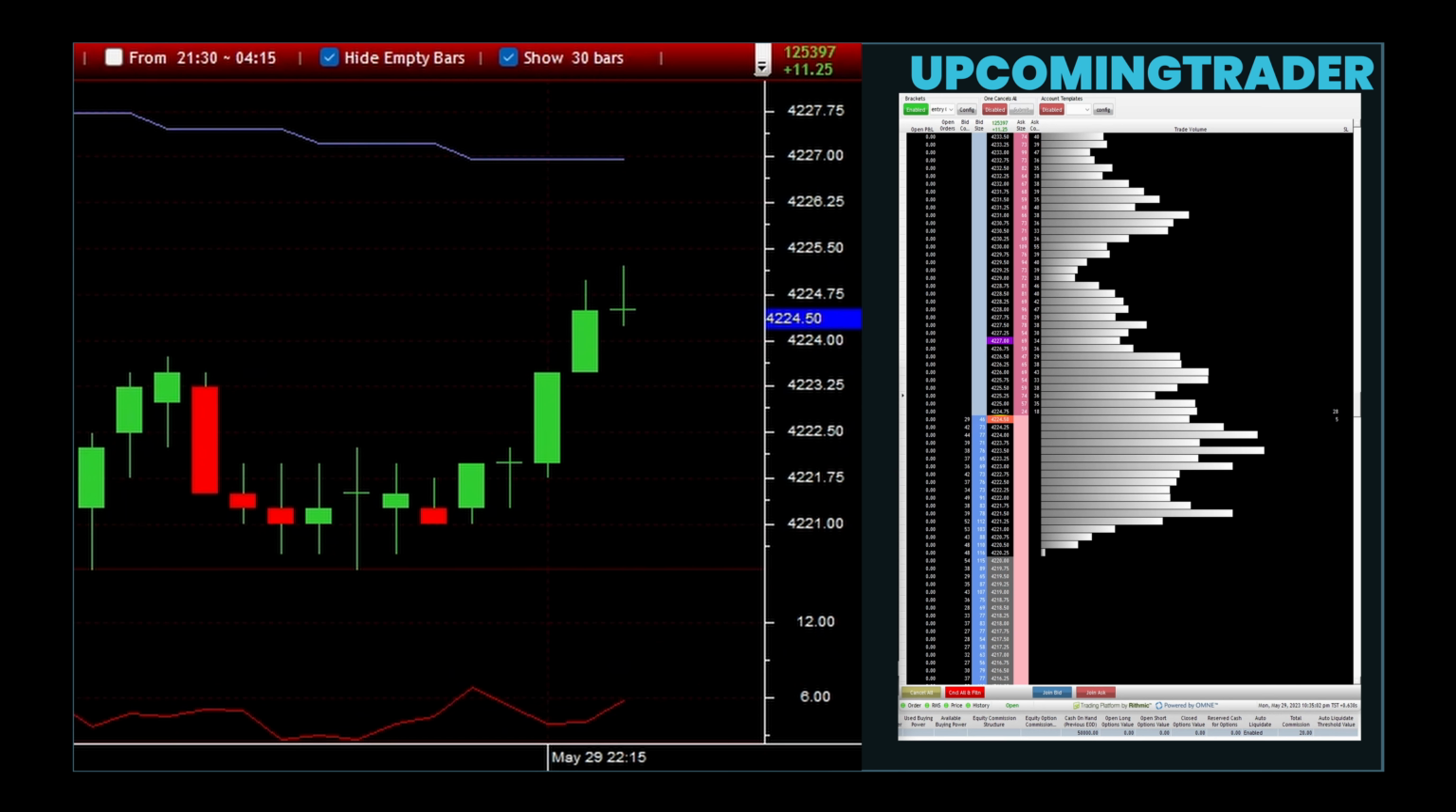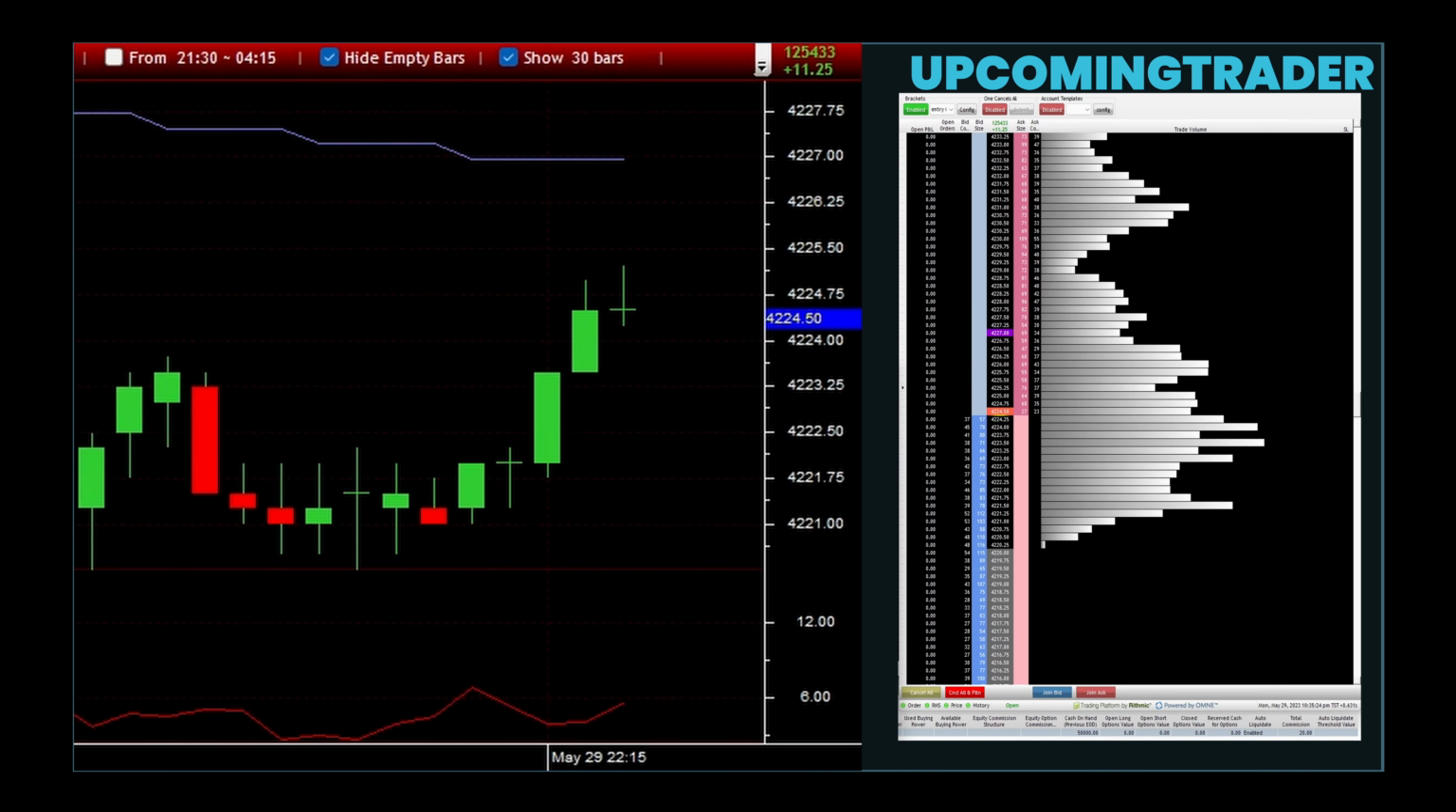Another key pattern to recognize is the trend day, characterized by a TPO profile that stretches in one direction with little retracement. This indicates strong market conviction, and traders often look to join the trend when price revisits key levels such as previous single prints.